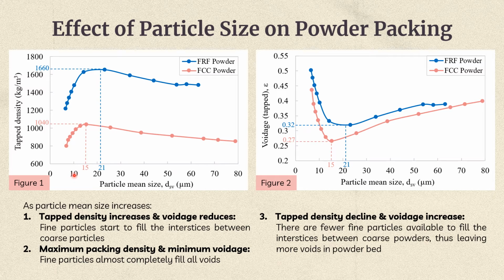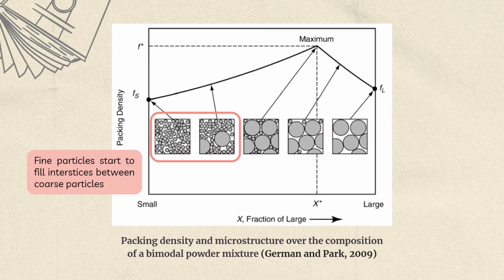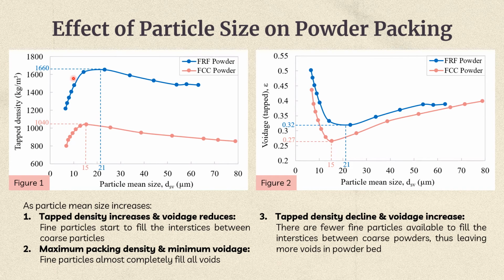As the particle mean size increases, initial increase in tap density and initial decrease in voidage are observed for both FCC and FRF powder. This can be clearly explained by the figure presented by German and Park in 2009, where the fine particle starts to fill the interstices between coarse particles. The trends continue until they reach the maximum packing density and minimum voidage, which occur at 15 micron for FCC powder and 21 micron for FRF powder.